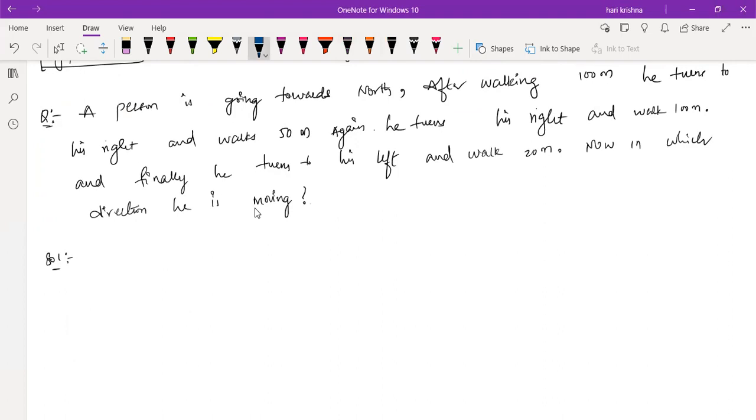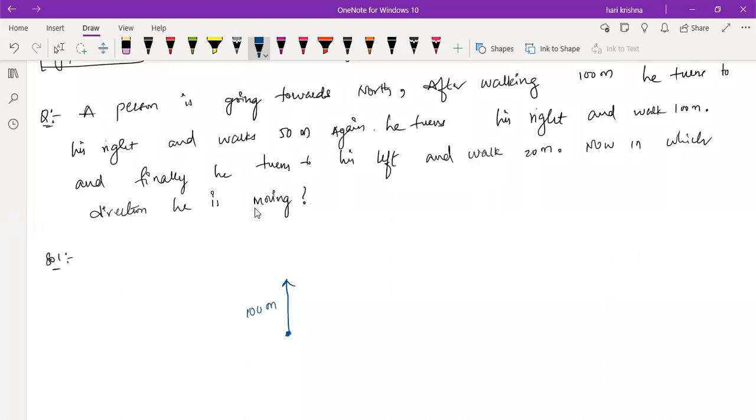See, first step, the person is going. Can I solve the question? This is the first starting point. Initially, the person is going towards the north. This is the north. By walking 100 meters, okay, we'll take it as 100 meters.